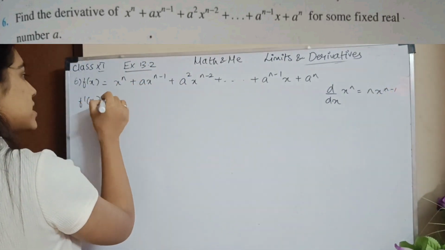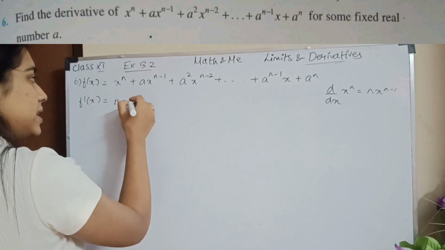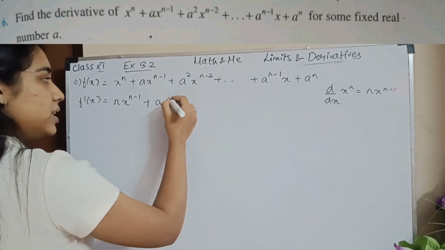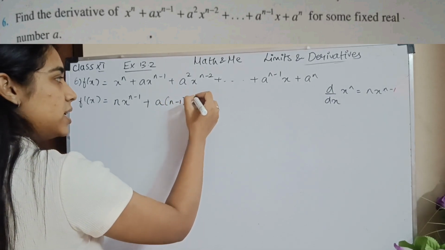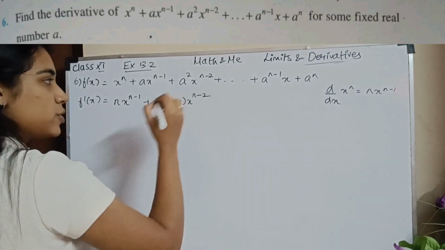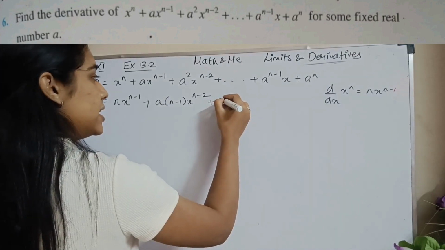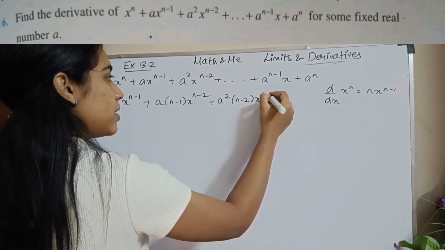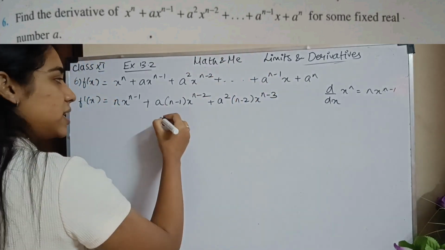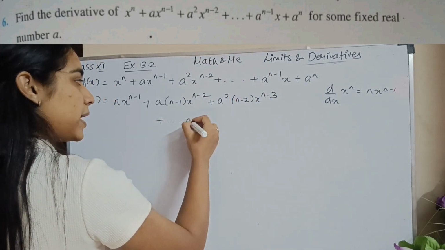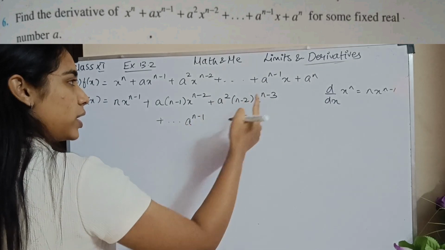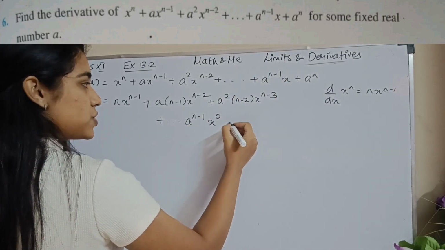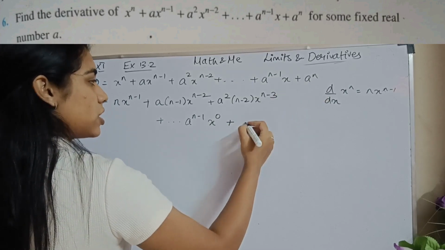f dash of x is nothing but the n comes down, x to the n minus 1, plus a is a constant. I have it. Then the power comes down, n minus 1 x to the n minus 1 minus 1, which becomes n minus 2, plus a square. The power comes down, so n minus 2 x to the power n minus 3, plus and so on. I have a constant a to the n minus 1. The power comes down, so it is 1 times x to the 1 minus 1, which is 0, and the derivative of a constant is 0.